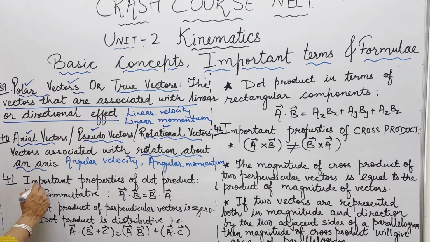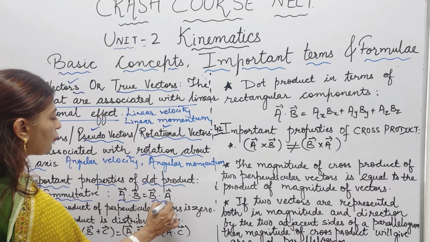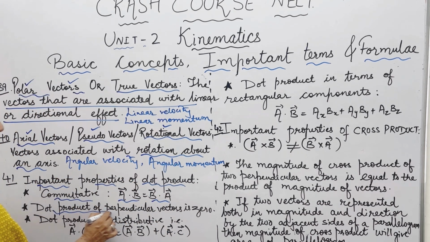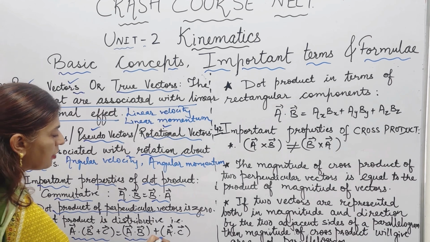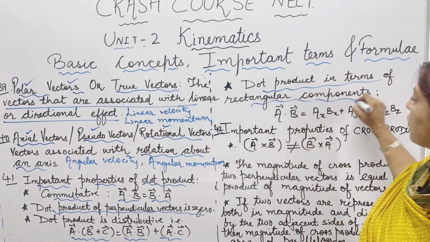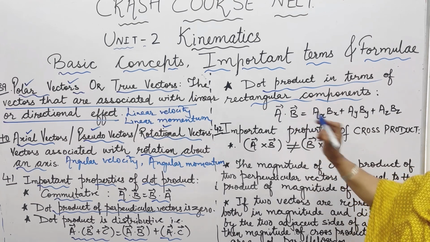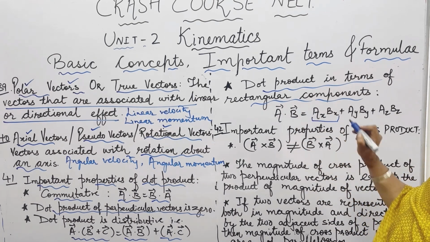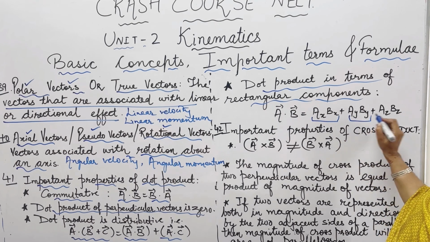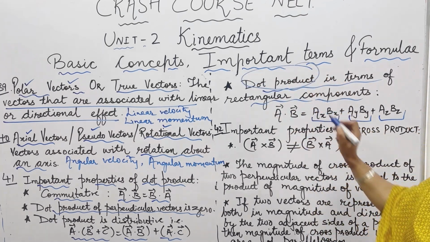The next is about the important properties of the dot product. Dot product is commutative. A dot B is equal to B dot A. Dot product of vectors is 0 if they are perpendicular. Dot product is distributive. A dot (B plus C) can be written as A dot B plus A dot C. The dot product in terms of rectangular components: suppose A and B are resolved in the rectangular components, then ax bx plus ay by plus az bz is the dot product of A and B.